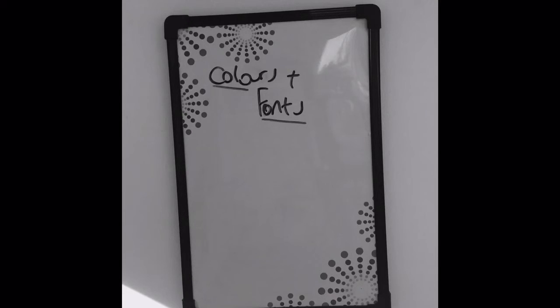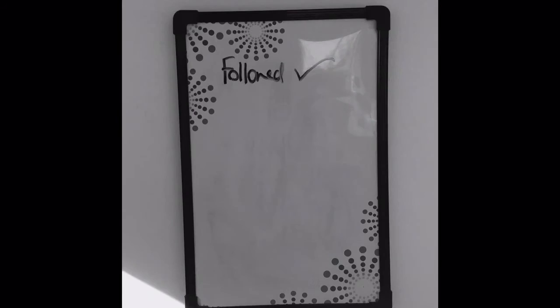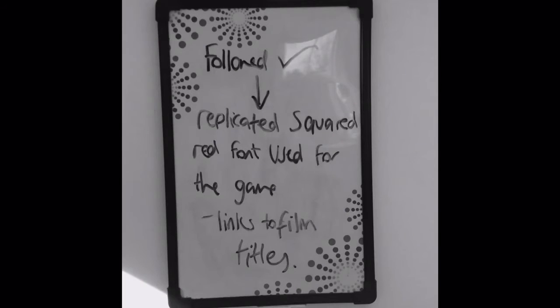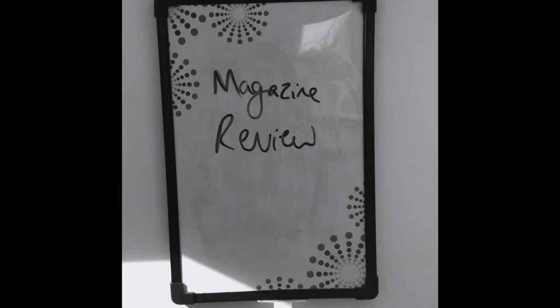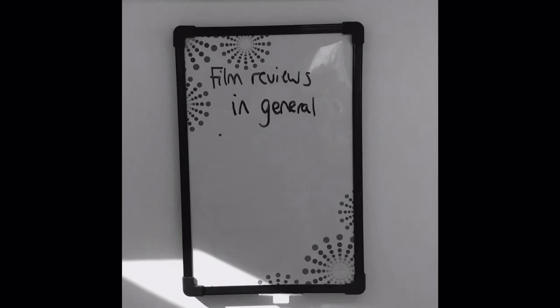Colours and fonts. Usually in short films they keep these quite simple, but they usually reflect the film genre, so sharp, like maybe a thriller, because it's thrilling. I've also followed this because I tried to replicate a font so it was red, bold and squared like the normal one from the board game.